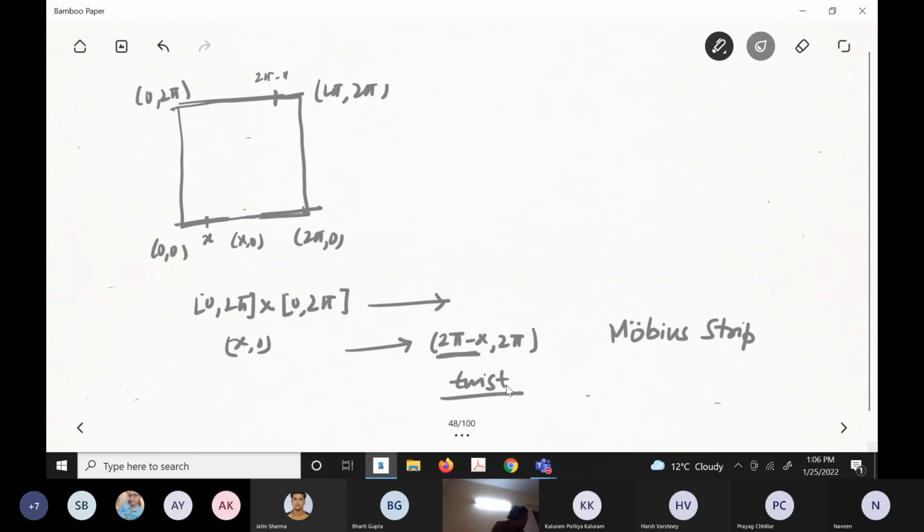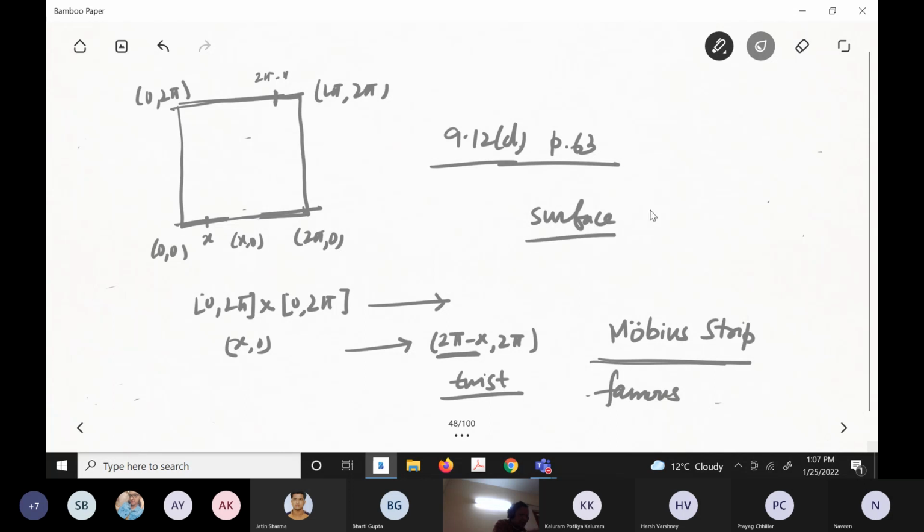I'm not drawing the picture, you should look, but about the Mobius strip, let me tell you something. Make sure that you read that. Let me tell you why the Mobius strip is famous. Why is it famous? Well, it's like a surface. So how do we give the orientation of a surface? Surface and orientation.